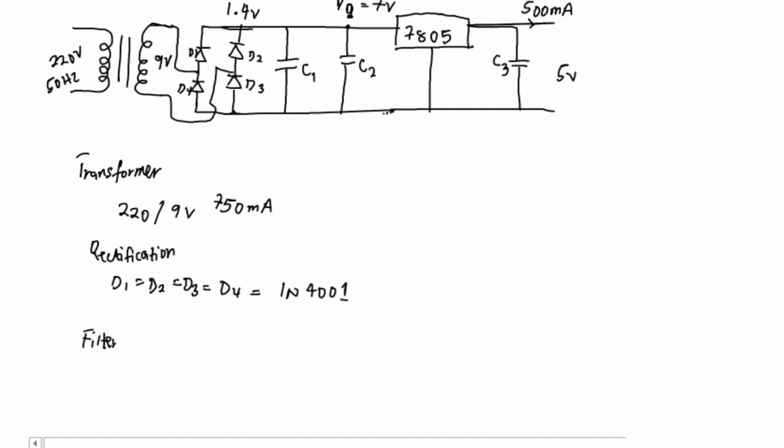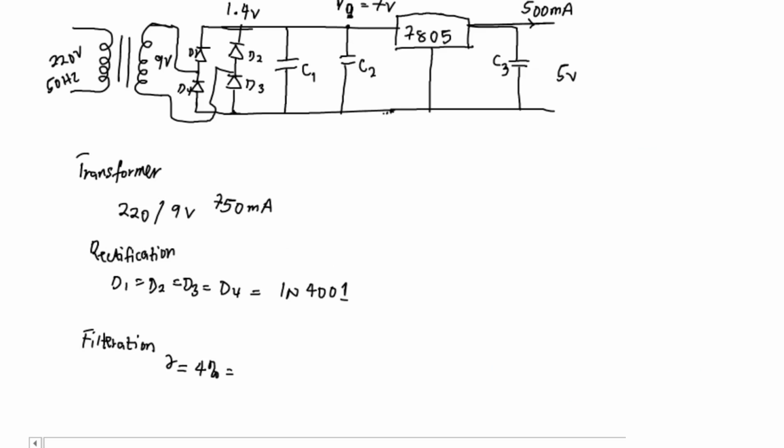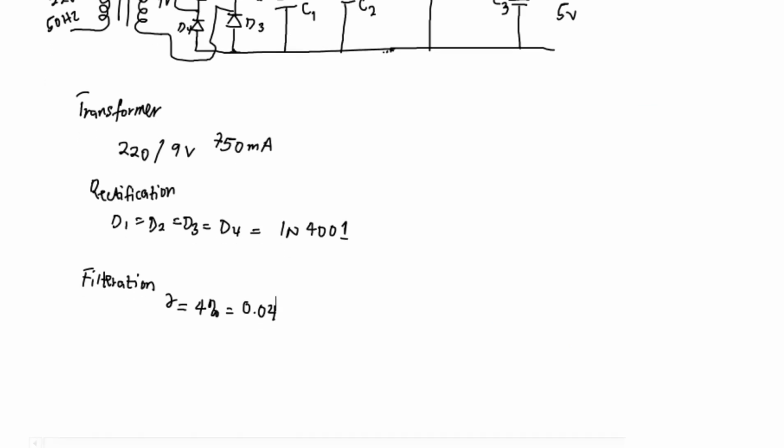So the filtration stage, we have ripple factor given as 4%, which is equivalent to 0.04. Now for a bridge rectifier, the expression is gamma equals 1/(4√3 F C RL), where F is the input frequency, which is 50 Hz, C is the filter capacitor, and RL is the load.